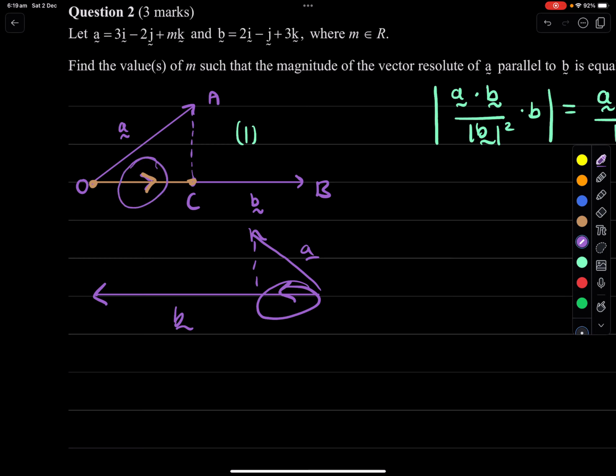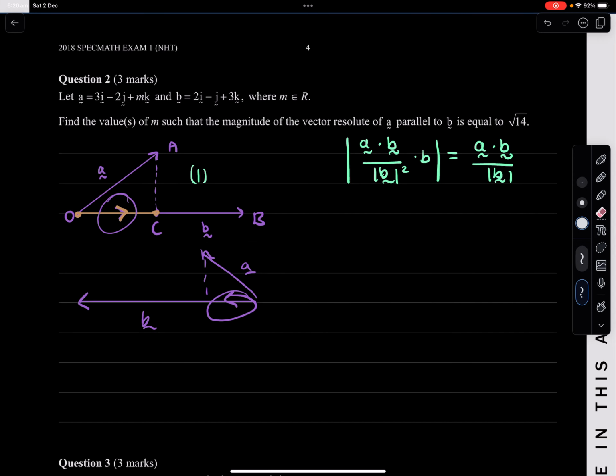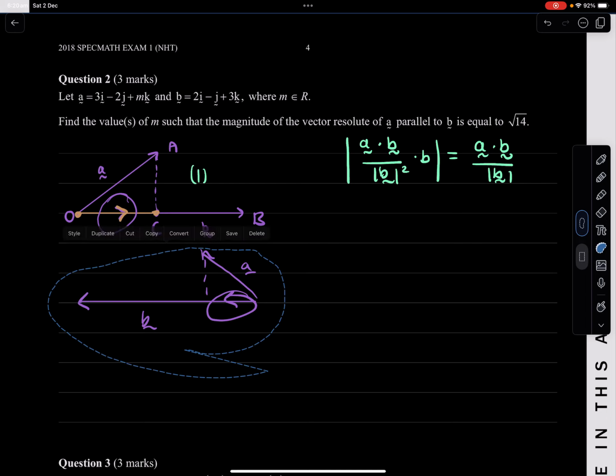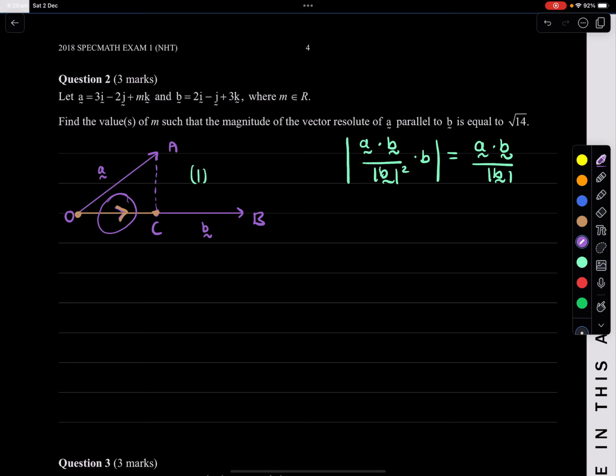So it's not just positive, it could also be negative. So we need to think about that. And we've taken the magnitude of it, so we've got rid of that negative, the direction. That's what we needed to make sure of. When we take the absolute value of the vector resolute, they've taken the positive or negative. So we need to be careful with that. In other words, we actually have two values, and this is a hint: it said value or values. So we need to take the cases into account.